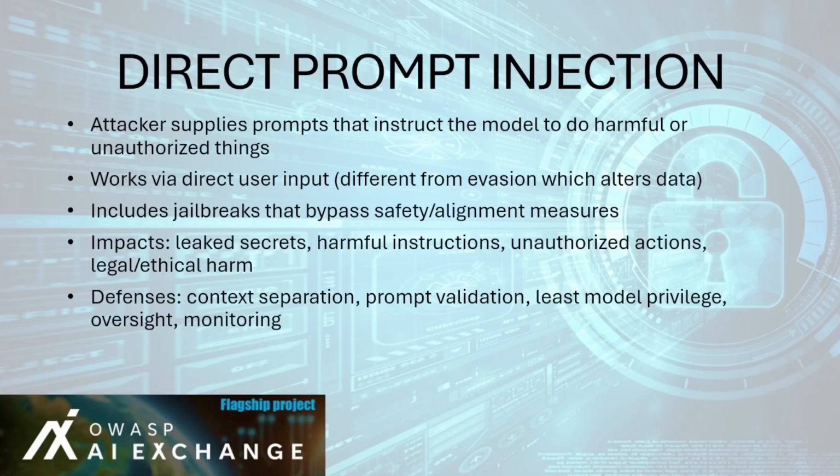Require human confirmation for high-risk outputs or actions. 5. Monitoring and rate limiting. Detect probing patterns and slow automated jailbreak attempts. 6. Output filtering and post-processing. Block or redact sensitive responses before returning to users. And 7. Red teaming. Continuously test for jailbreaks and update defenses.